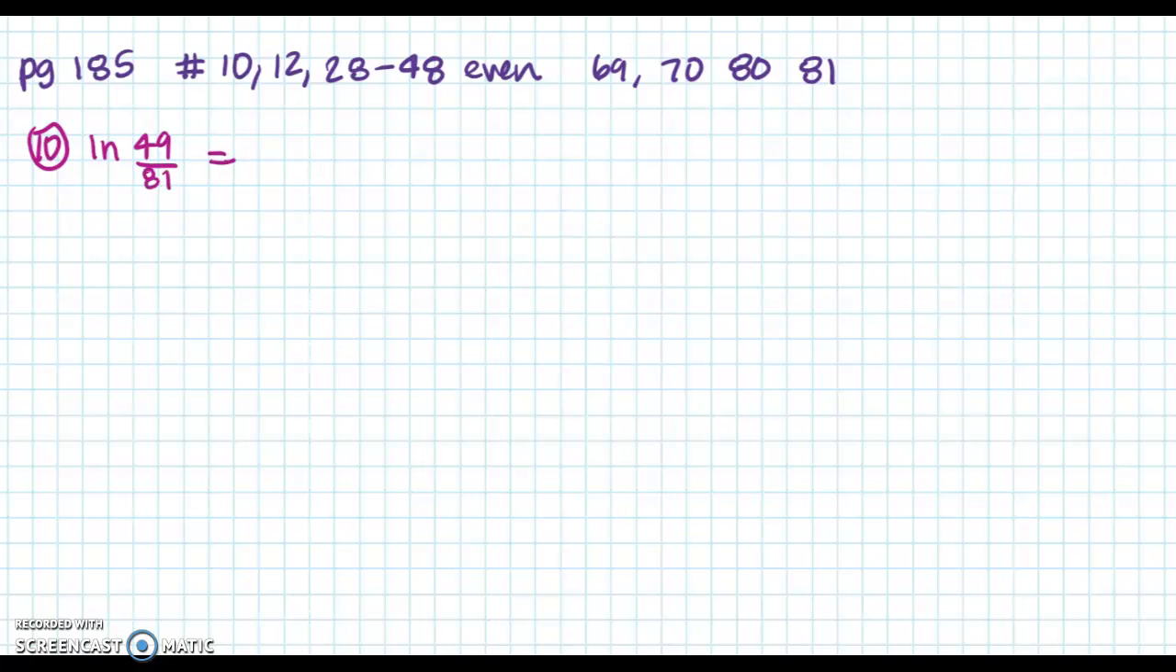Well, 49 is 7 squared, and 81 is 3 to the 4th. And so when we take the ln of that, we can first subtract them. So we are here, 3 to the 4th. That's a little 4. And then we can bring the powers out. So 2 times the ln of 7 minus 4 times the ln of 3.